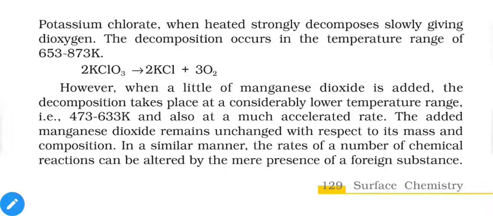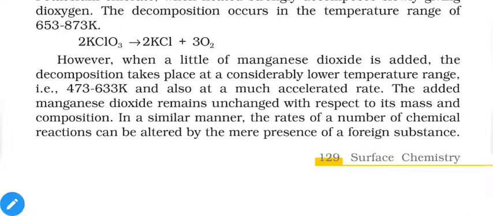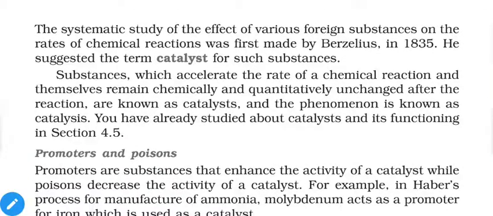In similar manner, the rate of a number of chemical reactions can be altered by the mere presence of a foreign substance. That means with the addition of these types of extra substances, we can change the rate of reaction, that means the speed of reaction. In certain cases you can increase it, in certain cases we can even decrease the rate of reaction. Now this systematic study of the effect of various foreign substances on the rate of chemical reaction was first made by Berzelius in 1835. He suggested the term catalyst for such substances.